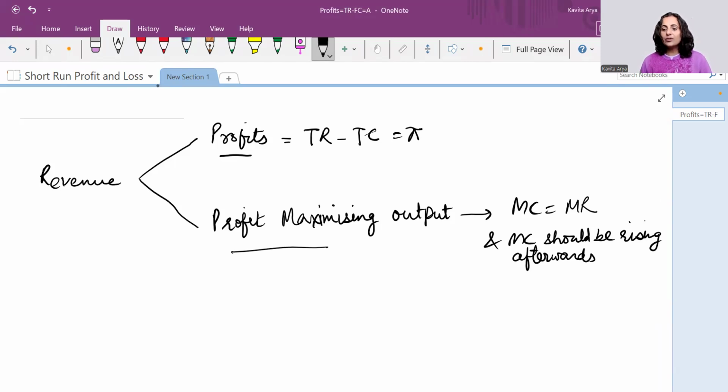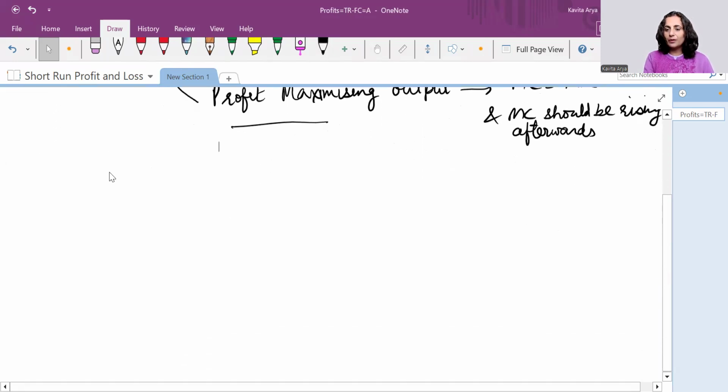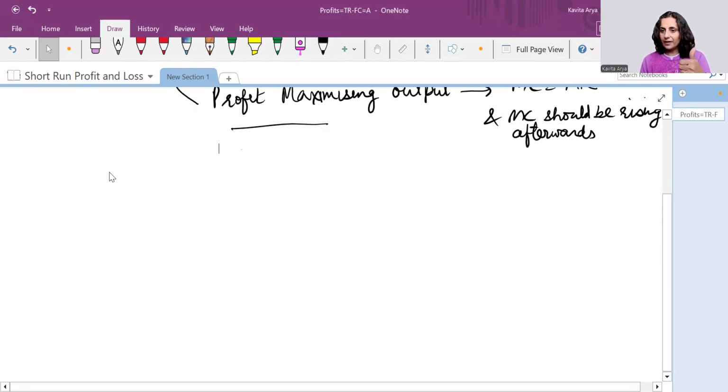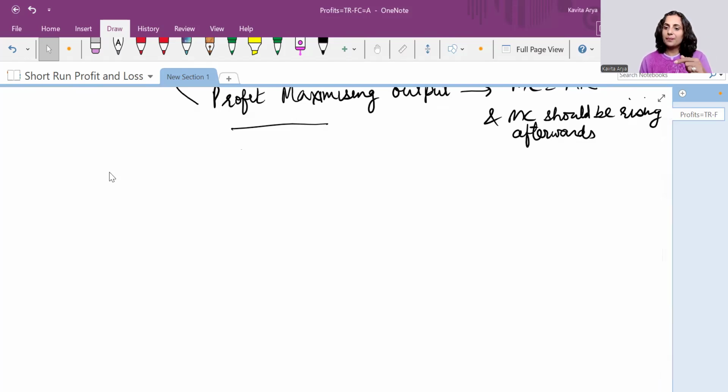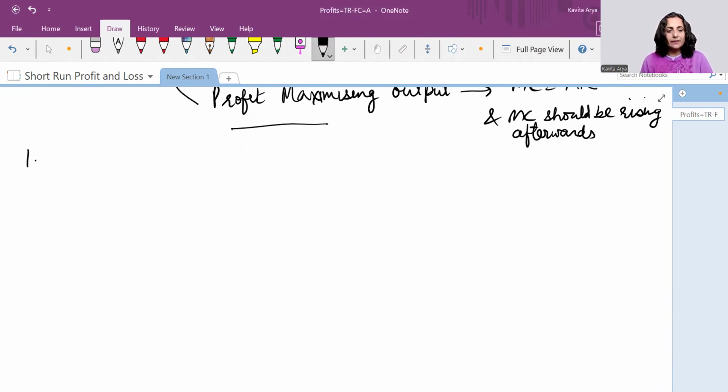So, using these two conditions, we will talk about the three probabilities: supernormal profits in case of the deficiencies in the market, normal profits when demand is equal to supply, and losses when there is a surplus in the market, right, and the prices have crashed. So, let's talk about the very first case, that is supernormal profits.